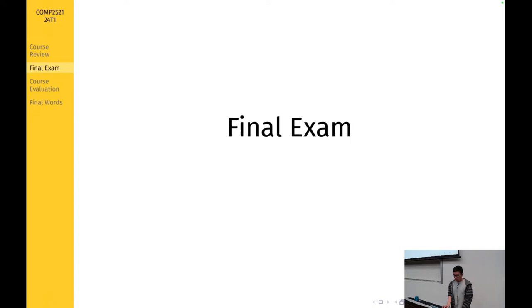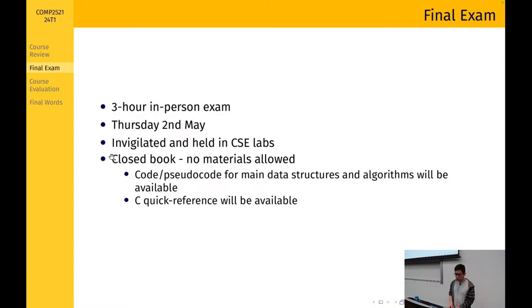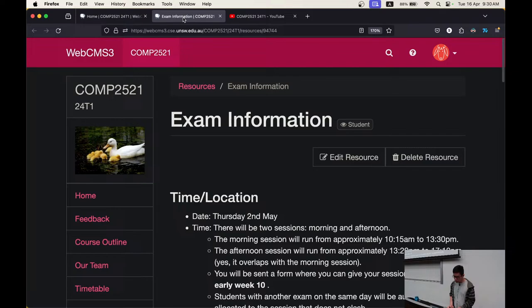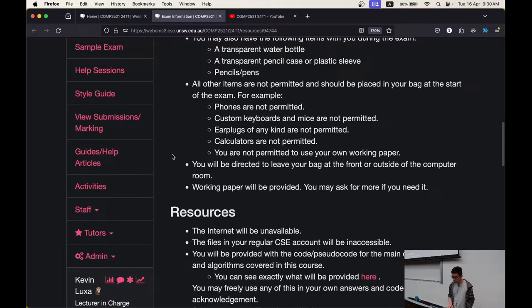Cool, so now we can talk about the final exam. All right, so the final exam, I've already released some details about it on the course website. If we go over to the course website, there is a link on the sidebar here, exam information, that contains most of the information that you need to know about the exam, but I have it on the slides as well.